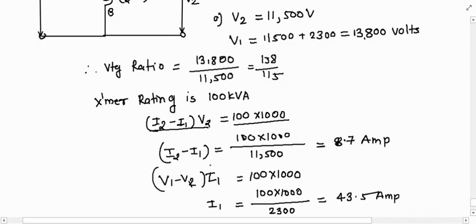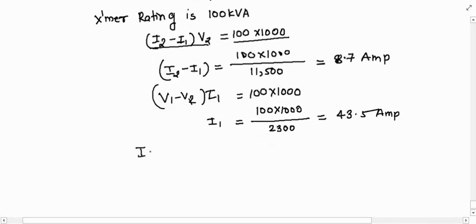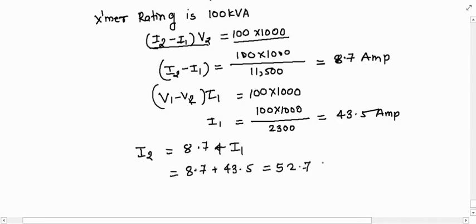Now see, you got I2 minus I1, you got I1. So you can find out I2. What is I2? I2 will be 8.7 plus I1, that is 8.7 plus 43.5. So it will be 52.2 ampere.